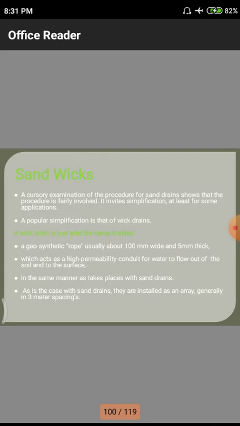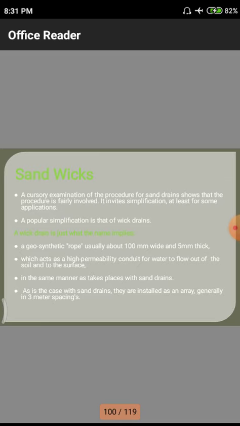If there are any disadvantages in the process by using these sand wick principles, we need to remove those disadvantages and convert them to advantages by a simple examination. These are sand wicks, related to some amount of examination related to the previous problem. What is this sand wick? We need to use some polystyrenic materials to connect the interrelation. A popular simplification is wick drains.